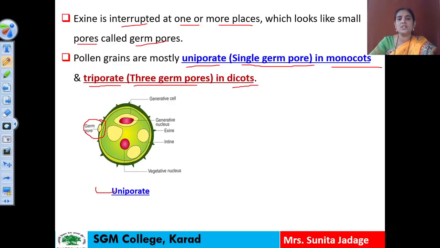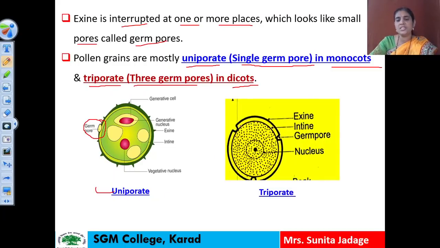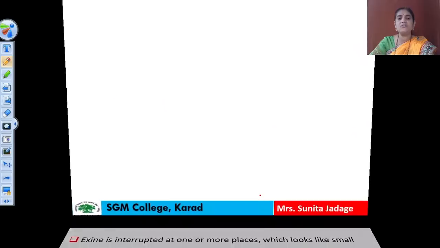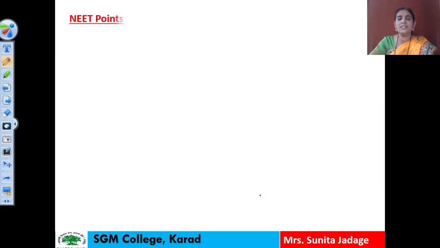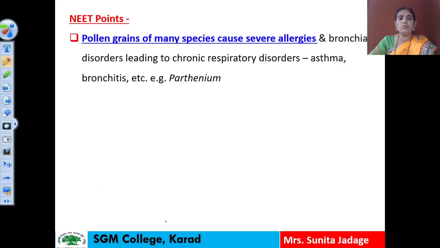Generally monocot plants are showing this type of pollen grain, and when three germ pores are present, you can see here in this diagram, this is the first germ pore, this is the second germ pore, and this is the third germ pore. So such type of pollen grain is called a triporate, and it is present in the dicot plant. So in this way the pollen grains are showing different characteristic features according to the exine and according to the germ pore. Now related to these pollen grains, some NCERT points we have to see here, which are given here, the NEET points.